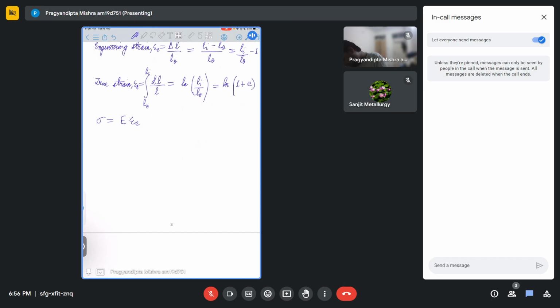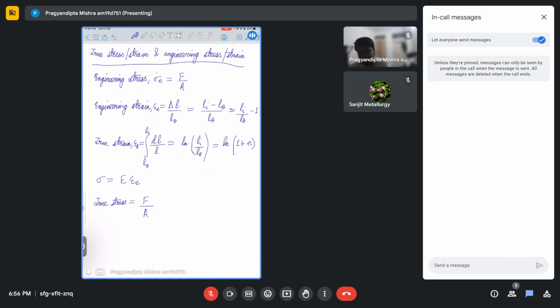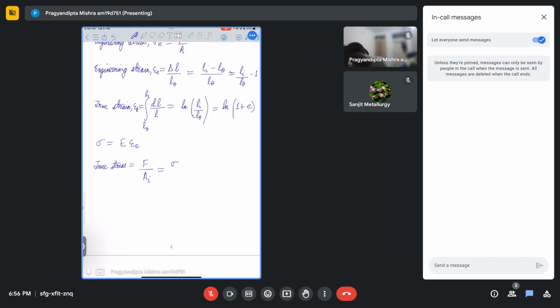So your true strain is equal to ln times 1 by E, right? So your true stress will be equal to what? It is equal to force by area, right? Just like how engineering stress is defined, but here area is instantaneous area. So that is equal to your sigma E times 1 plus E or epsilon.